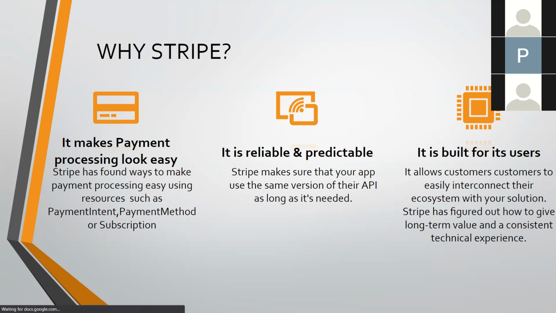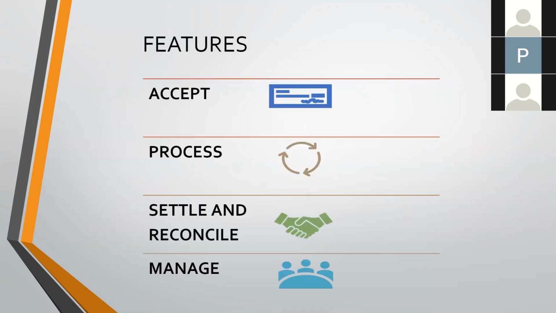Next slide. Talking about its features, first, it accepts payments via different payment options such as cards, wallets, etc., and that too on different platforms. Second, it processes the revenue optimization, fraud detection, etc. Third, settle and reconcile. It reconciles financial reports, consolidated reports, and settles payouts. Fourth, manage. It manages reports and insights, business operations, etc. Next slide.